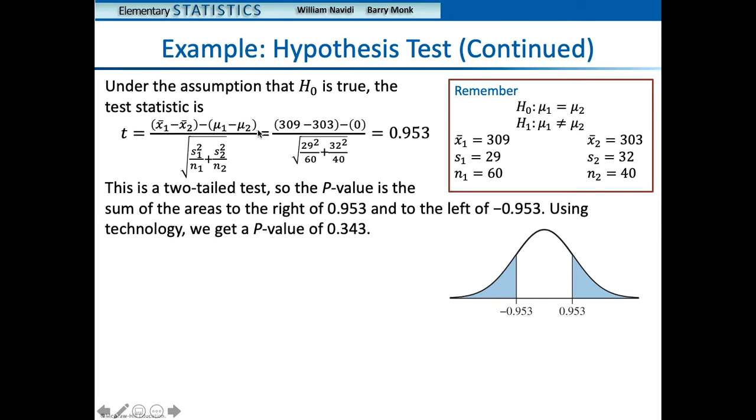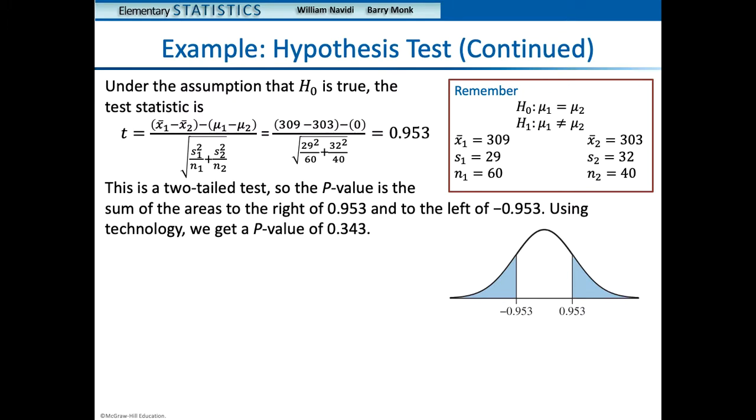And we can plug in the rest of the numbers, right? 309 minus 303, put in your S values and N values down here. And if you work that out, you get 0.953. This is a two-tailed test, so the p-value is the sum of the areas to the right of 0.953 and to the left of negative 0.953.